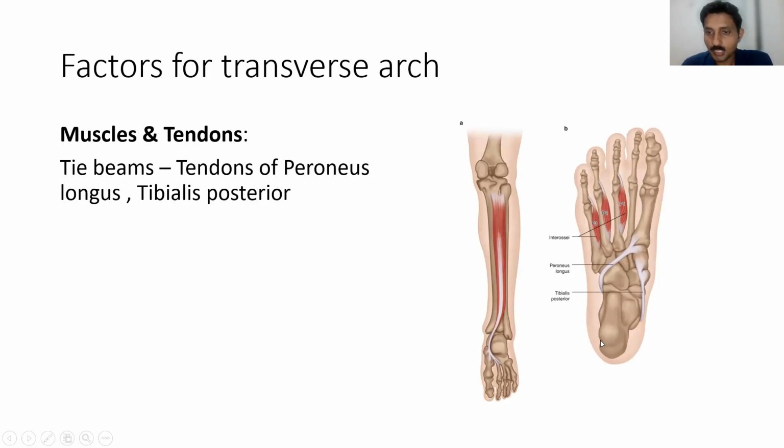You can see in this picture, the peroneus longus will come from the lateral side and go to the first metatarsal. I told you, the base of the first metatarsal. That is the peroneus longus. Tibialis posterior will come here. It will attach to most of the tarsal bones, especially on the medial side. They act like a tie beam and hold this. What transverse arch, can anybody name? This is the posterior transverse arch. The posterior transverse arch is held in position by means of these two muscles, the tendons of peroneus longus and tibialis posterior.